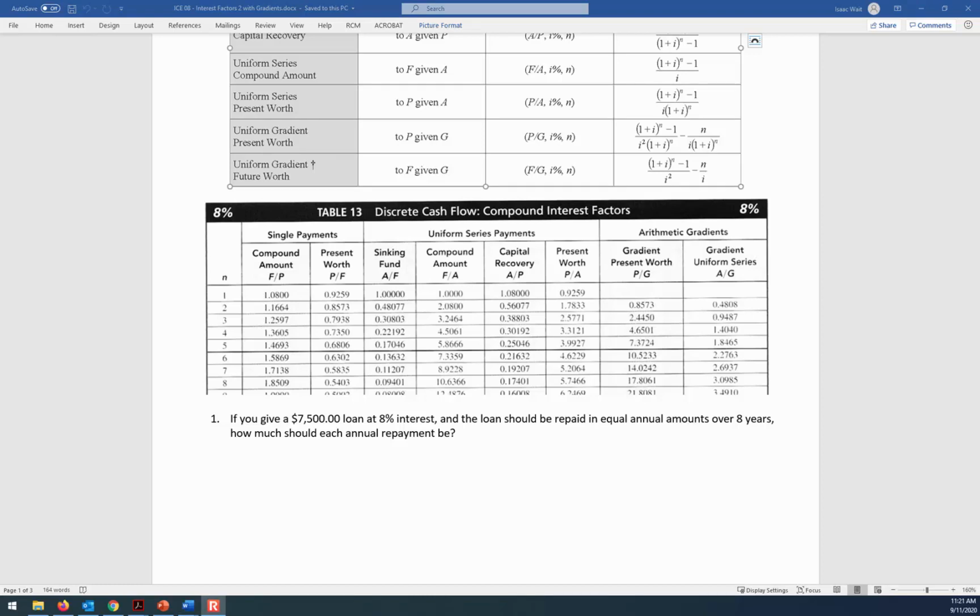All right, so anybody got a guess for that first problem? Or not a guess, you don't do guesses, you do calculations. So how much should each of those annual repayments be? Good.